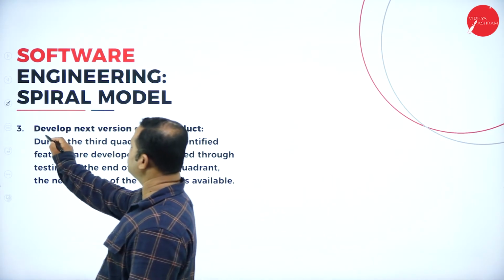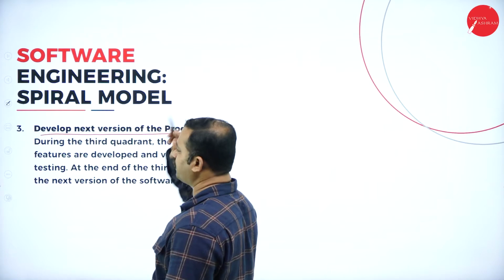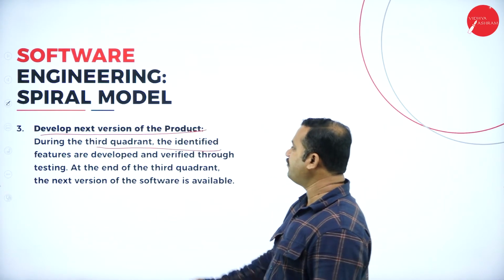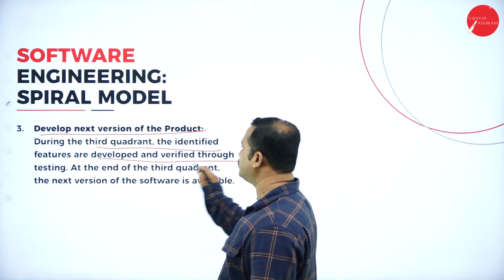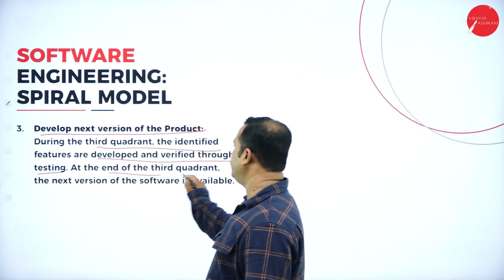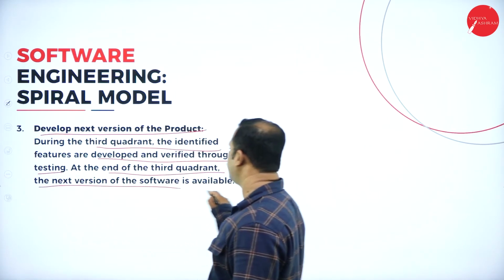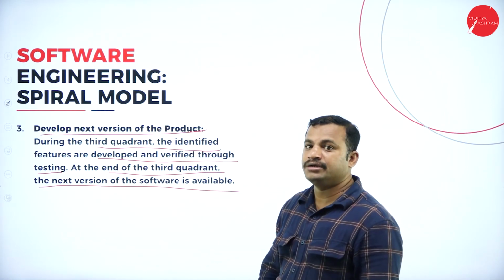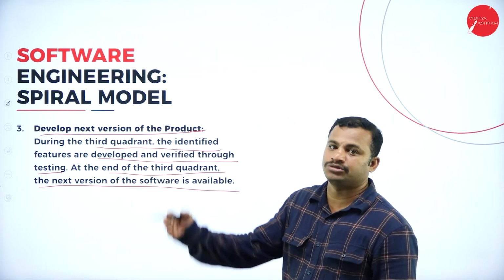The third phase is to develop the next version of the software product. That means the third quadrant. The identified features are developed and verified through testing. At the end of the third quadrant, the next version of the software is available. That is, if any new features are added to it, they have to be incorporated and released to the market.